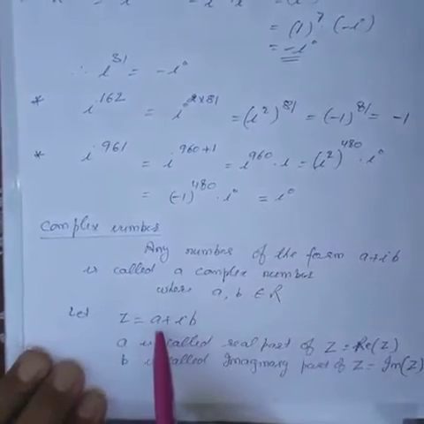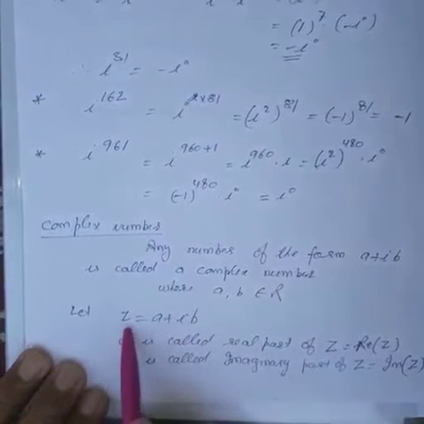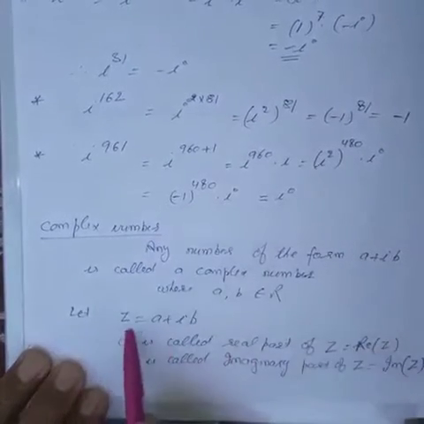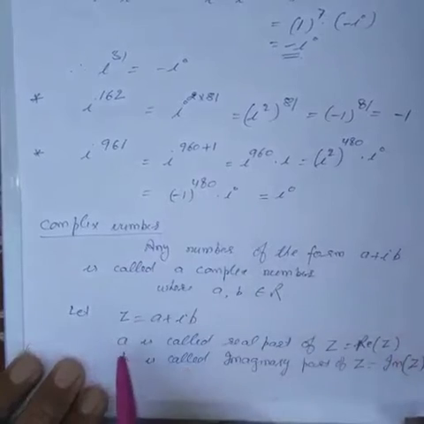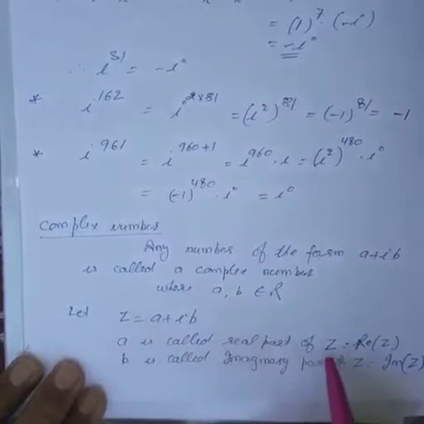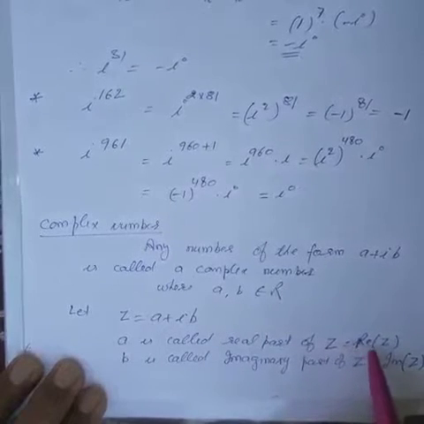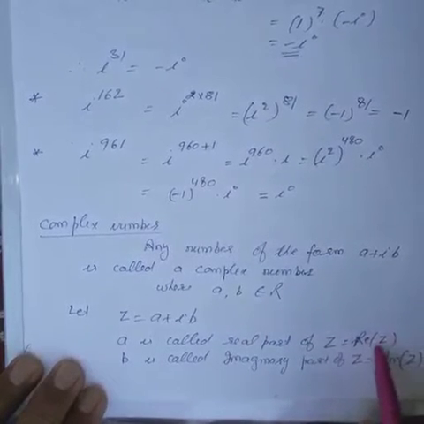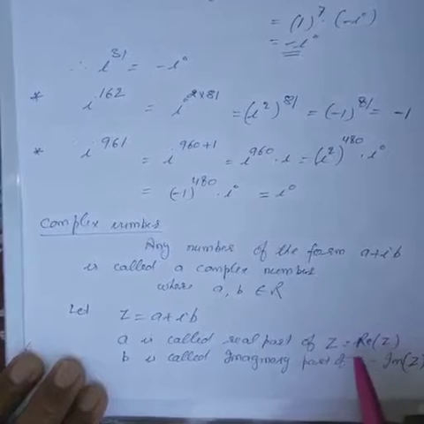Now we will denote the complex number by z. If more than one, then z1, z2, z3 and so on. So a is called the real part of z. In short, we will write Re(z) inside the bracket. It means real part of z.